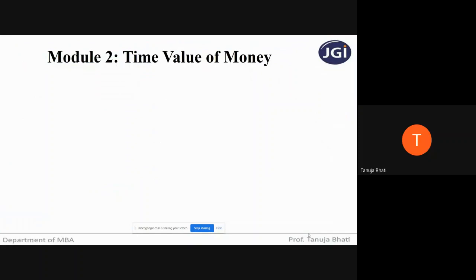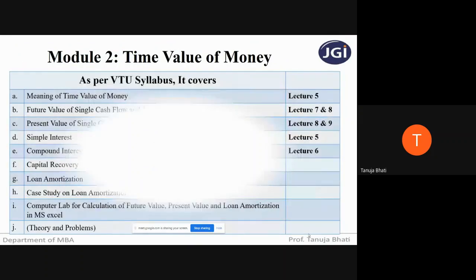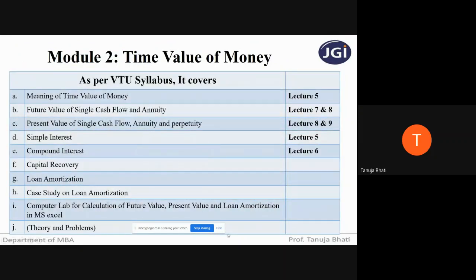So module 2, as we know, is the time value of money, where we have already seen the meaning of time value of money, how to calculate future value of a single cash flow and annuity. We have seen how to calculate present value of a single cash flow, annuity and perpetuity. We have seen how to calculate simple interest, how to calculate compound interest. So today what we are left with is capital recovery, loan amortization and a case study on loan amortization.